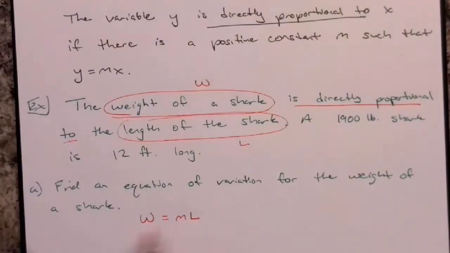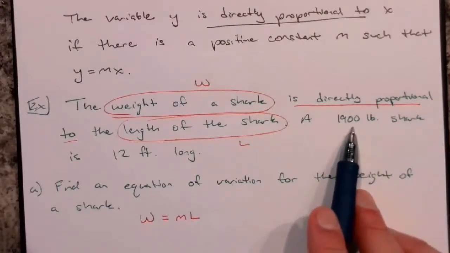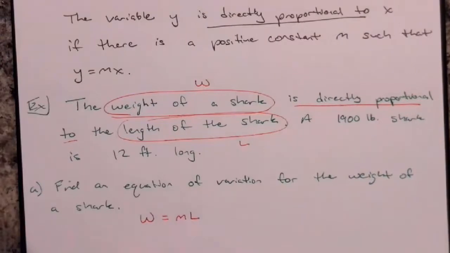So this gives us a general equation, but we want to figure out what m is. They gave us an initial condition here, a condition that we know. It says a 1,900-pound shark is 12 feet long. So we're going to use the info given to solve for m.